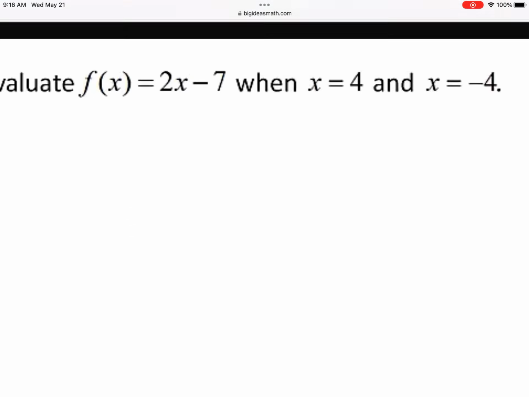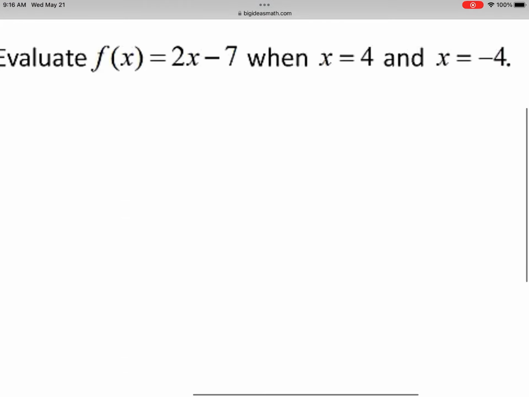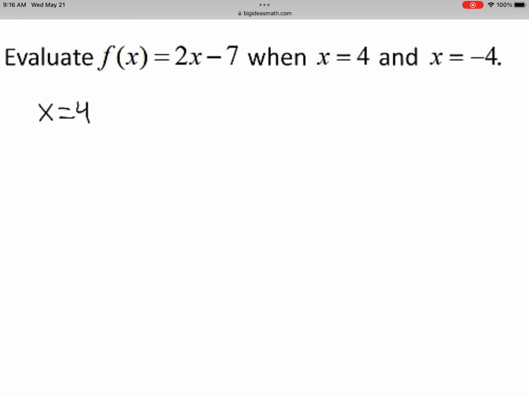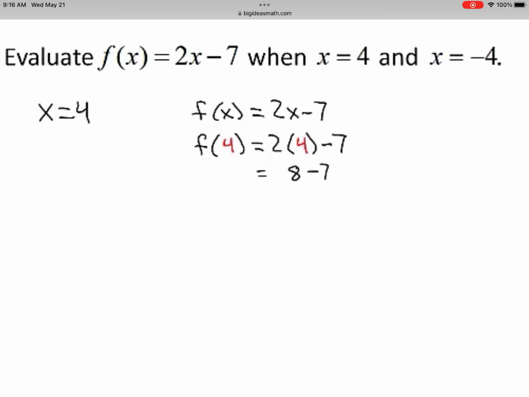Evaluate f of x equals 2x minus 7 when x equals 4 and x equals negative 4. To evaluate the function when x equals 4, begin by writing the equation. Then substitute 4 for x. 2 times 4 is 8, and 8 minus 7 is 1. So when x equals 4, f of x equals 1.